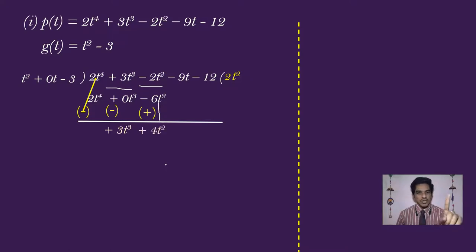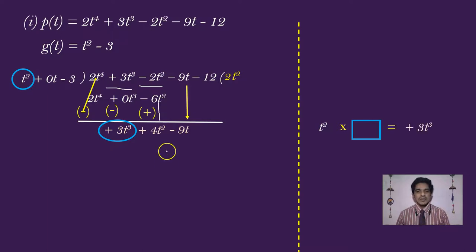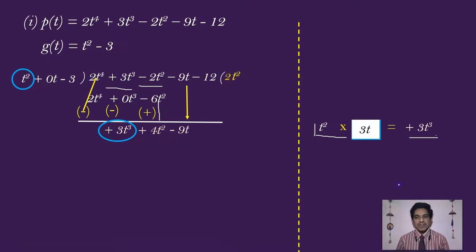Now what do we do? You have to bring down the 9. Again you have to start the same procedure. You have to compare the first term of the dividend with the first term of the divisor. We have to see what value we must multiply t² by to get 3t³. Here the coefficient is 1, here the coefficient is plus 3, so you have to multiply with 3. There is t², it has to become t³, so we need one more t. So ultimately the value to multiply is 3t. So with this value in white color, you have to multiply the divisor, t² plus 0t minus 3.